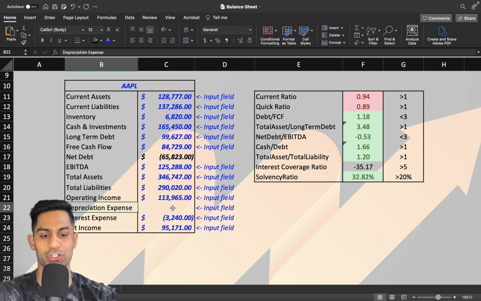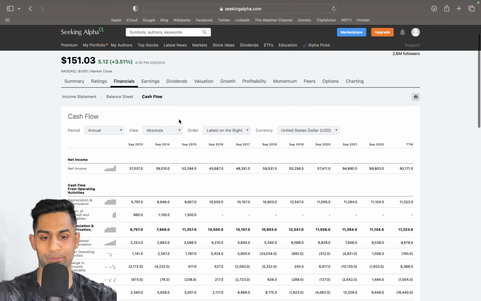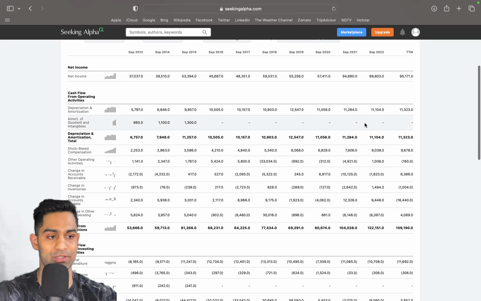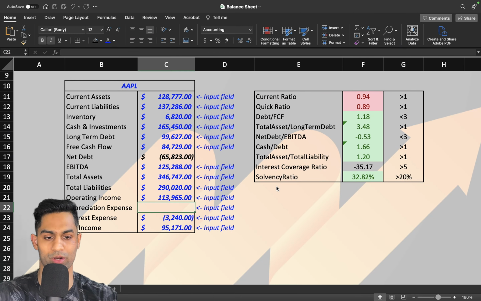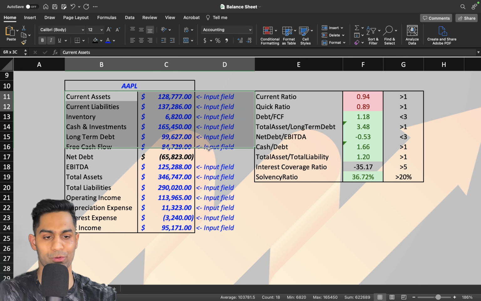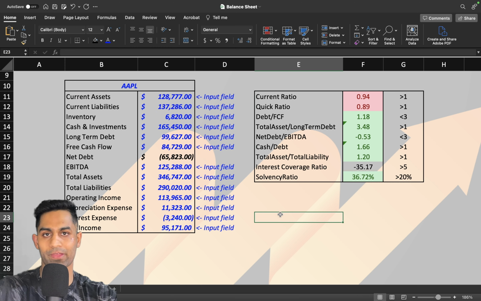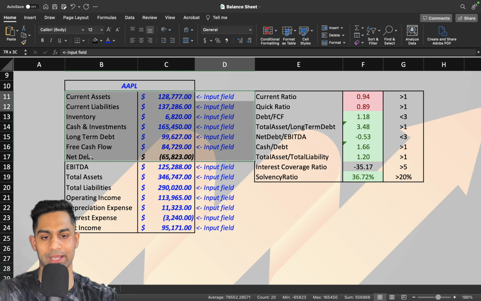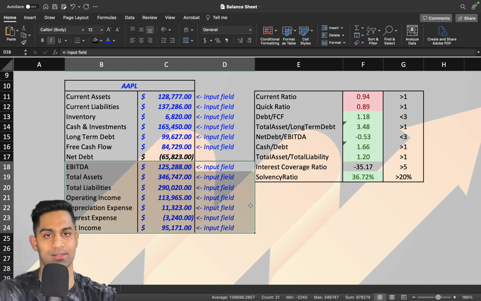And then finally, we got depreciation expense, which you are going to again come up a little bit here. We got depreciation and amortization of $11.3 billion trailing 12 months basis, 11,323. We're going to plug that number in. Perfect. So now you've got all of your input fields done, and now everything will be calculated automatically. You don't have to do anything else. All you have to do is plug in all these input fields, and the spreadsheet will take care of the rest.